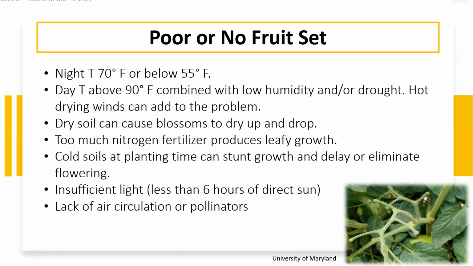Insufficient sunlight, so we need at least a minimum of 6 hours of direct sunlight on our vegetable gardens. And lack of good air circulation or lack of pollinators. Those are multiple reasons as to why there is either poor or no fruit set.